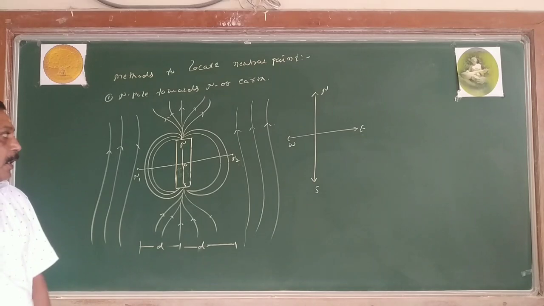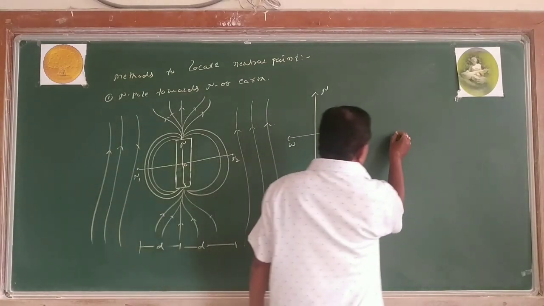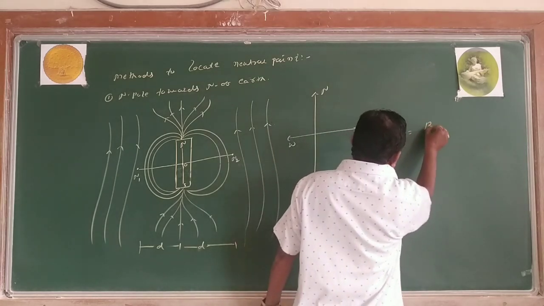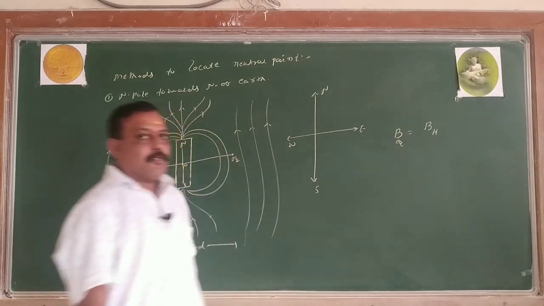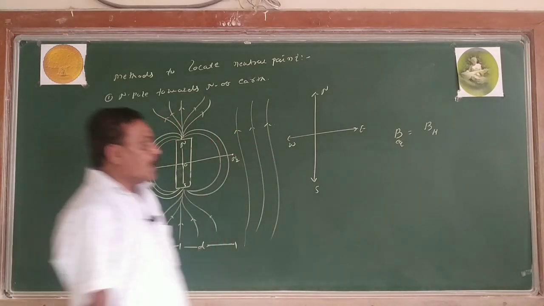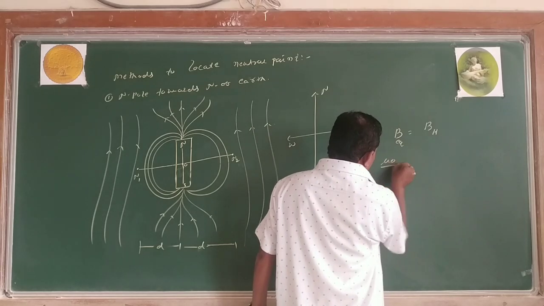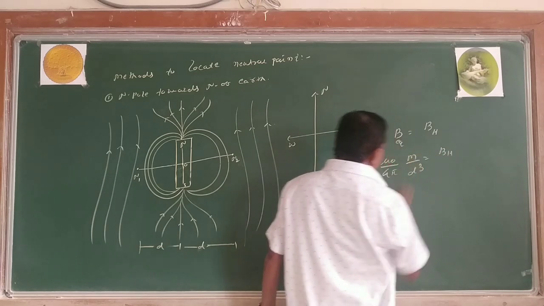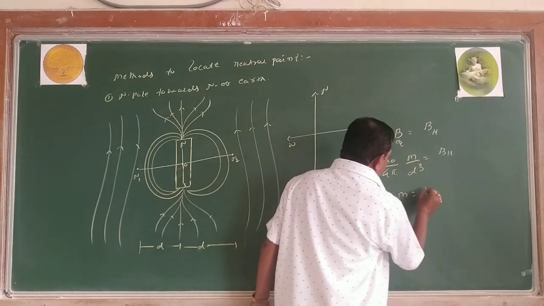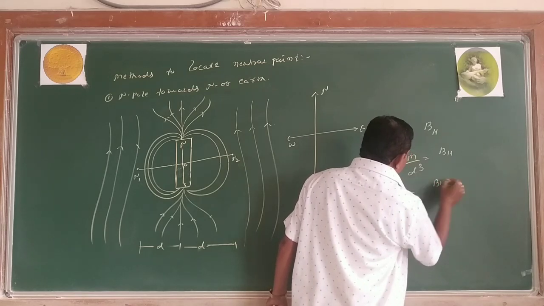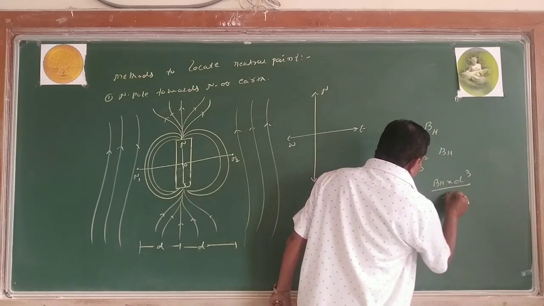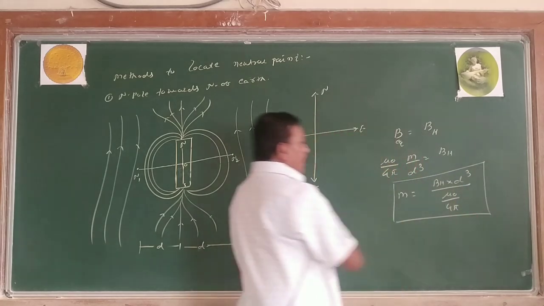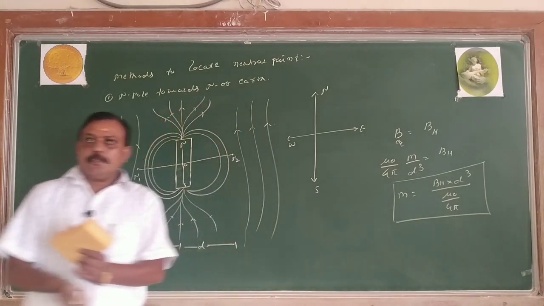Hence, according to the definition, the magnetic field due to a bar magnet on the equatorial line is balanced, completely neutralized, by Earth's horizontal component BH. Then mu naught divided by 4 pi, m by d cube, is equal to BH. I need m, so m equals BH into d cube divided by mu naught divided by 4 pi. Now this is nothing but the magnetic dipole moment of a bar magnet.